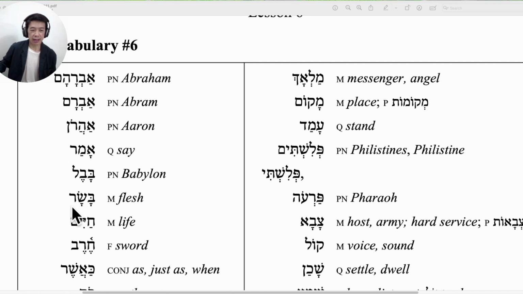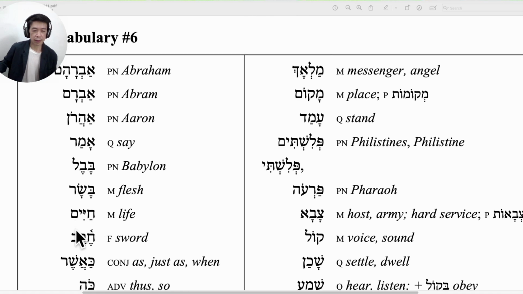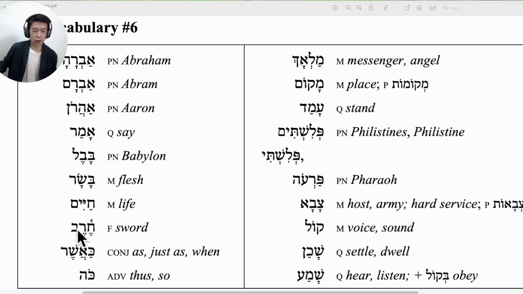Basar. Notice that the dot on the sin is on the left, so there's no H. It's S-I-N instead of S-H-I-N. So it's basar. The next word is life, chayim. The next word is sword, cherev.